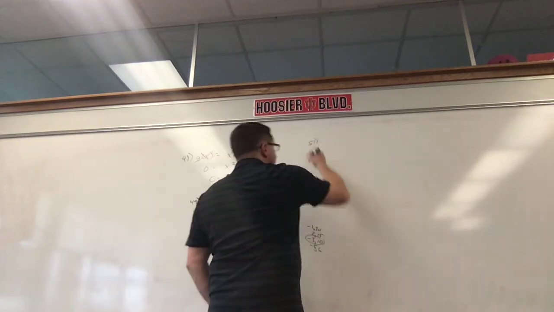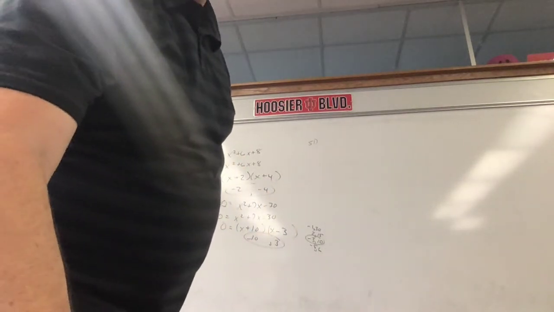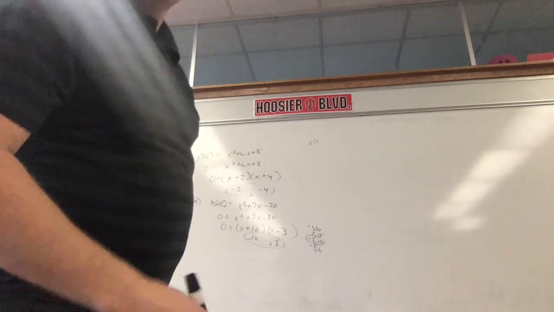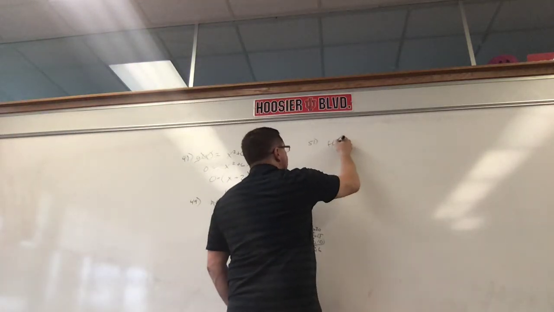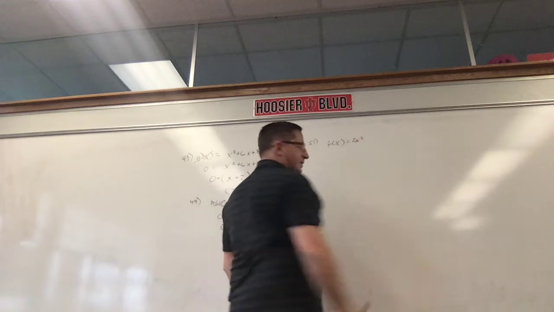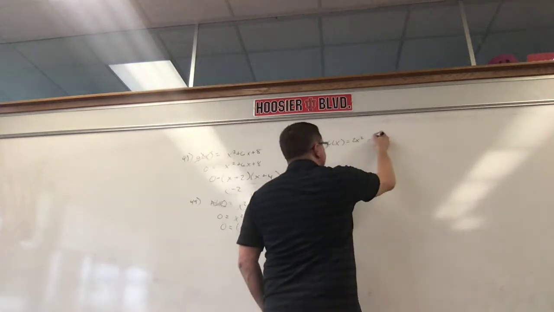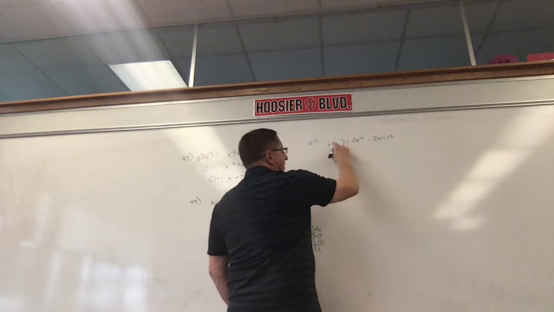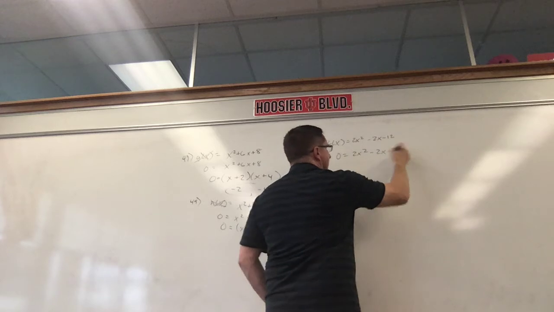51 and 53, then we're done. So 51 we have, it says find the zeros. f of x is 2x squared minus 2x minus 12. Again, the zeros mean plug in 0 for f of x. 0 equals 2x squared minus 2x minus 12.